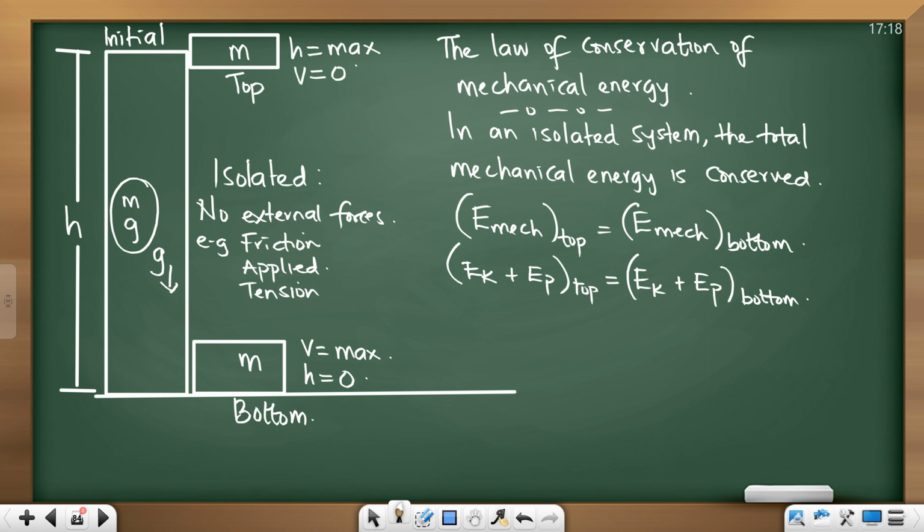Your external forces are not there. There's no friction. That's why you would see the questions keep saying, ignore friction. Okay? Tension, there's no rope between two objects. Applied force, no one is pushing or pulling the objects.